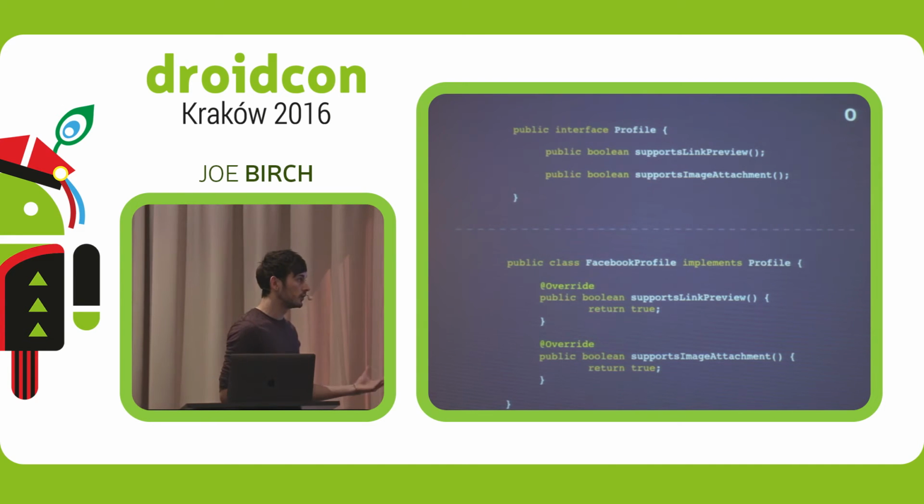So like I said, if we add another profile down the line, we just implement this, and that new profile is enforced to implement these methods without us having to worry that we've forgotten something, because it won't compile for us.